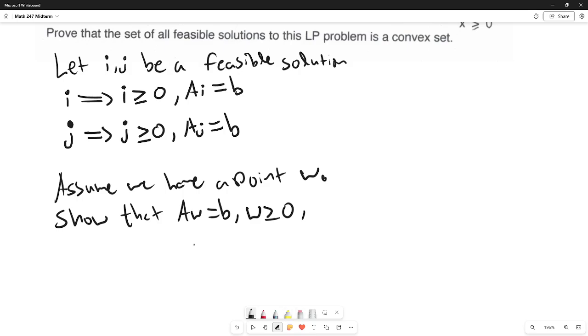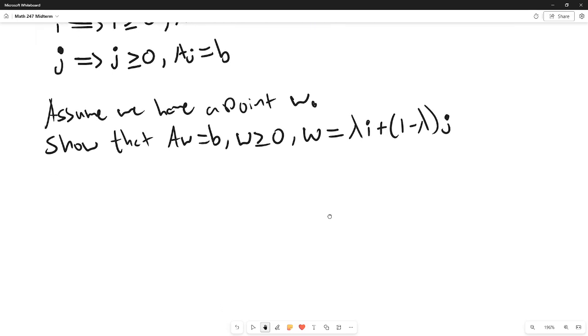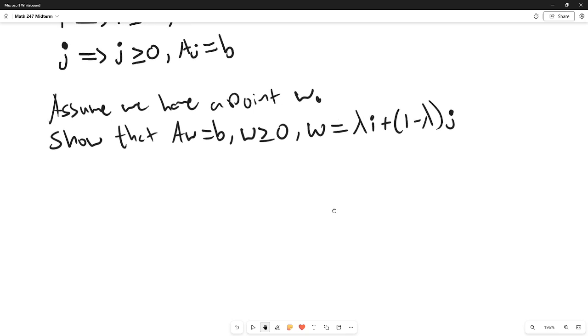Well, to be a convex combination of something, you must have that W is equal to, sorry, lambda I plus 1 minus lambda J. I think it's something like that. Again, I'm just going completely off memory. But yeah, it was something like this.